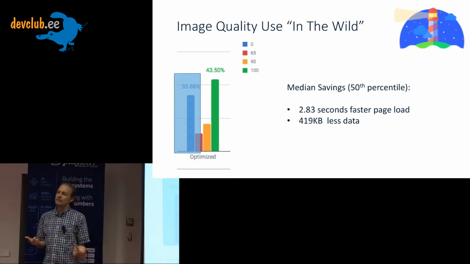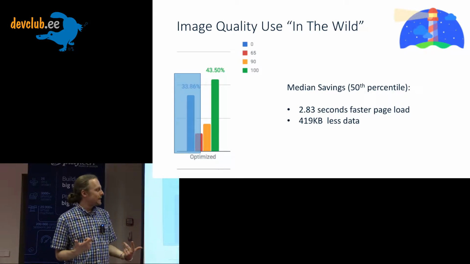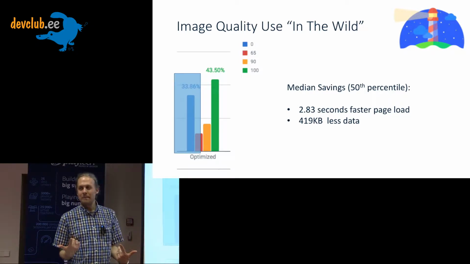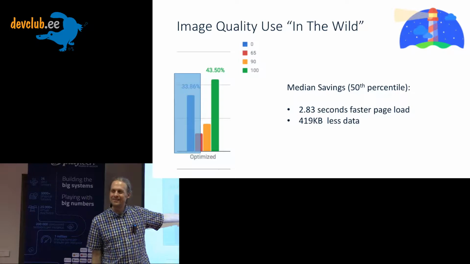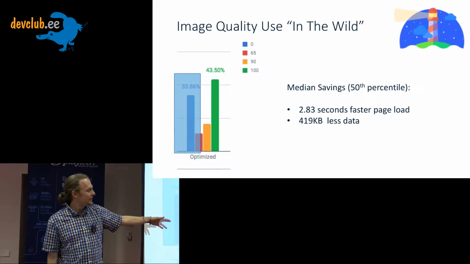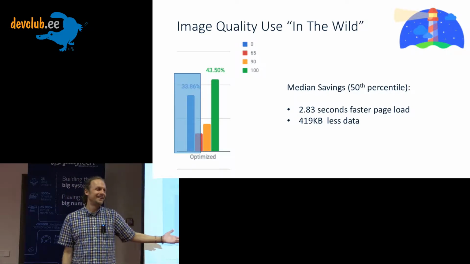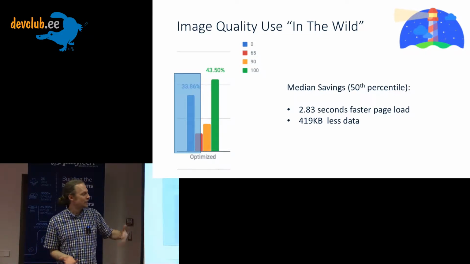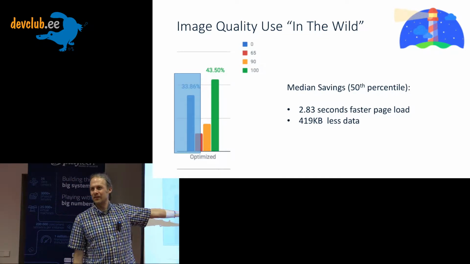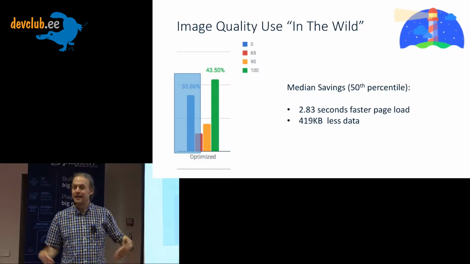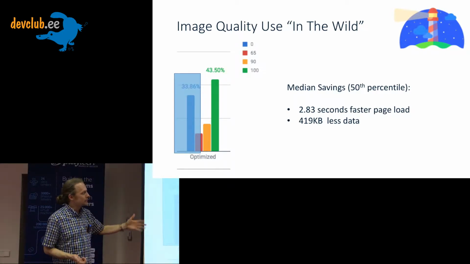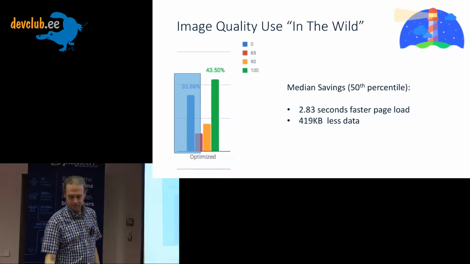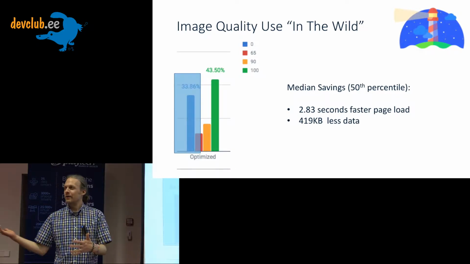Lighthouse also tells you how much faster the web page will be if you do this optimization. So if we look at the web pages that fail, the median web page that fails would be 2.8 seconds faster and save 420 kilobytes of data. Right? So if you could go to your boss and say, hey, I can make our web page load 3 seconds faster and use 400K less data, that's a pretty good benchmark that you can speed up the web page. But could we do better, right?